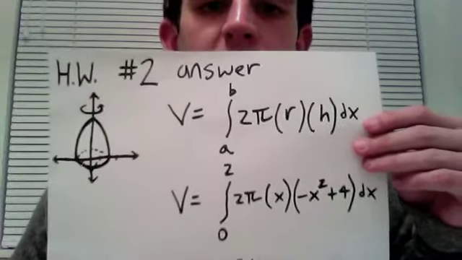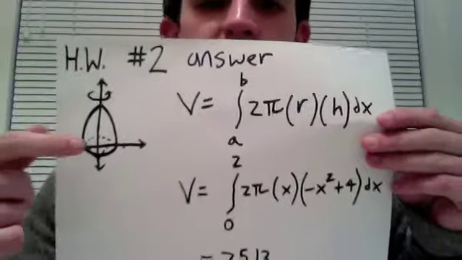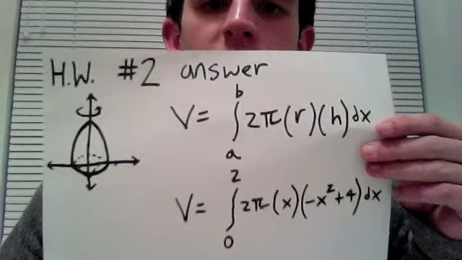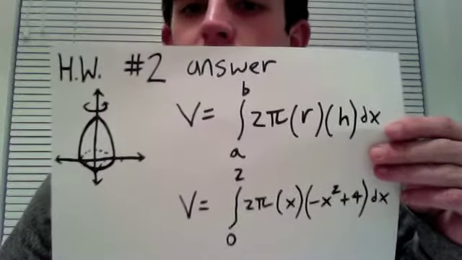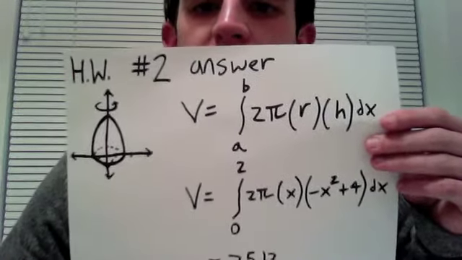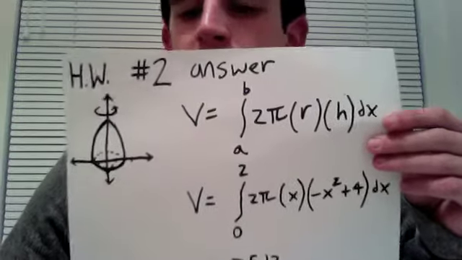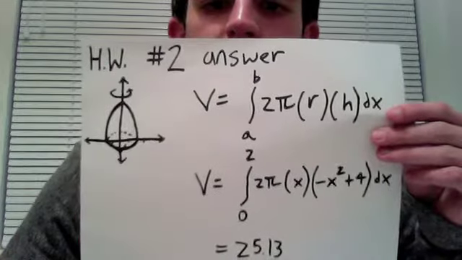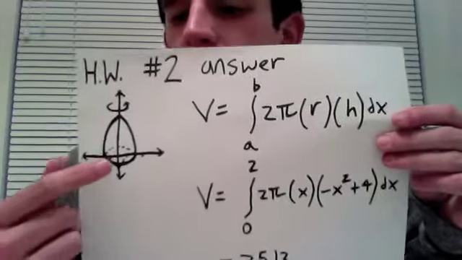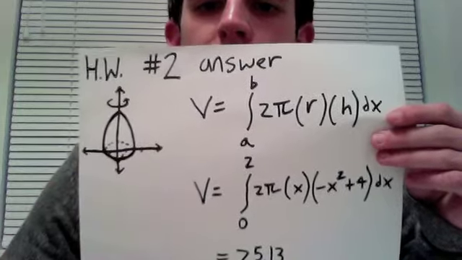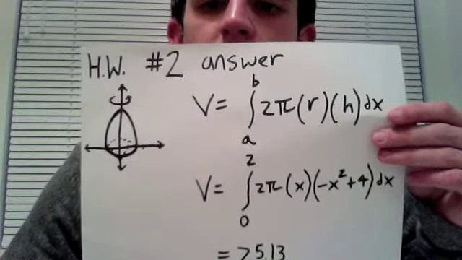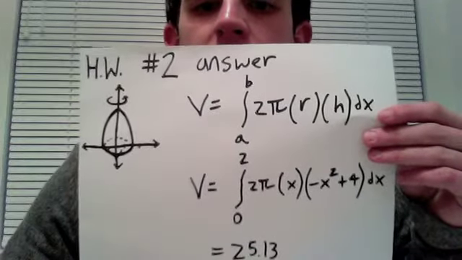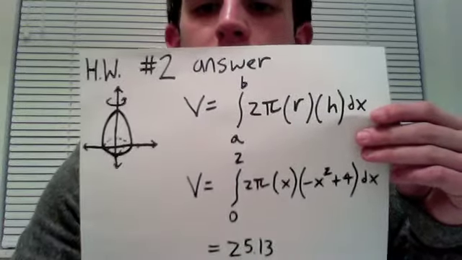So here's the answer to the second homework problem. Here's the shape that we revolved around the y-axis, and we know that volume equals the integral from a to b of 2 pi times the radius of the shell times the height of the shell, dx. And so for this specific shape, it's from 0 to 2, 2 pi times x, which is the radius of this, times negative x squared plus 4, which is the height of the shell, dx. And the answer is 25.13.